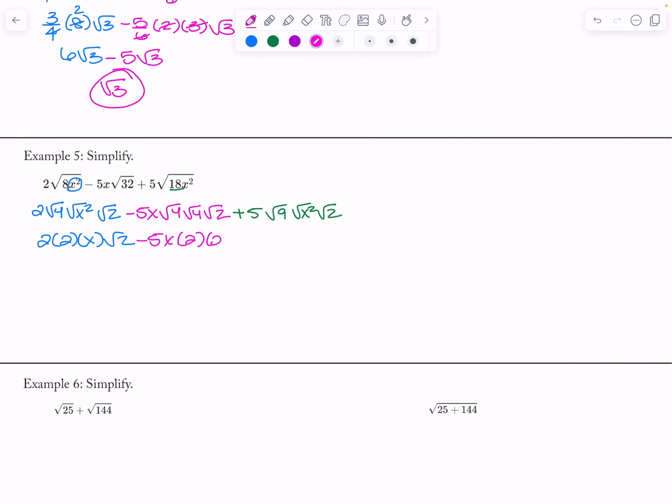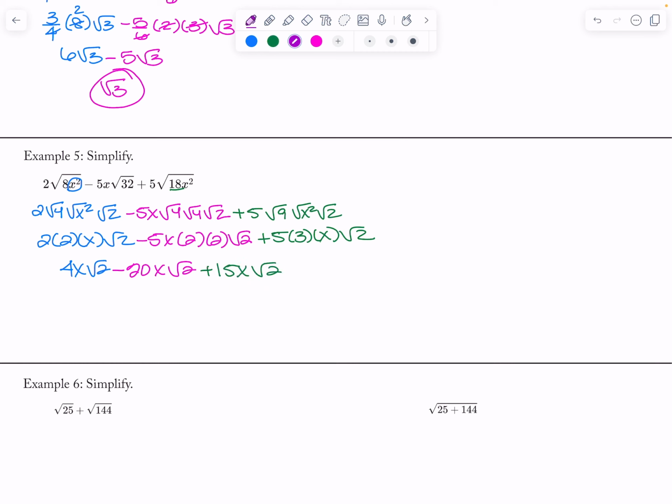2 times 2 times root 2. And then I have a plus 5 times 3 times x and a root 2. So that gives me 4x root 2 and a, let's see, 5 times 4 is 20, so a negative 20x root 2. And then a plus 15x root 2.